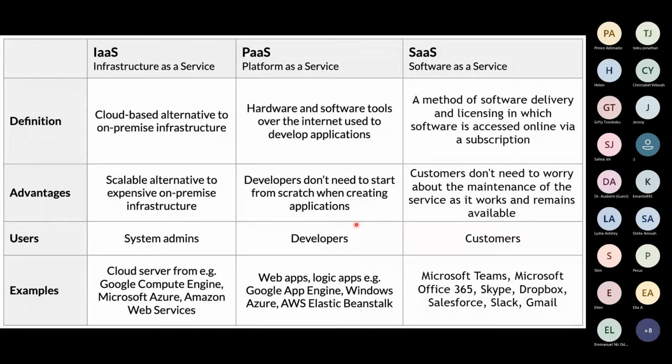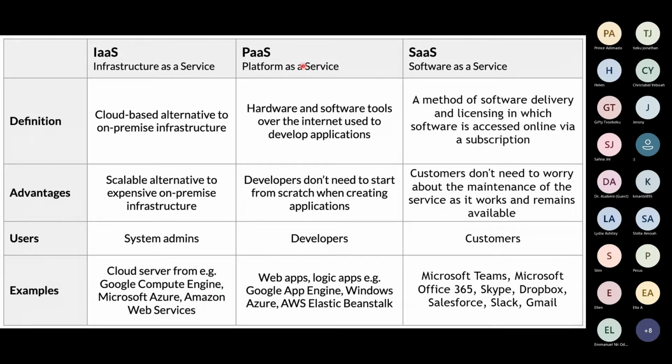So the advantage of this is that the administrators or the users wouldn't have to worry about the IT stuff, like the data centers, the hardware or anything. The cloud service provider will manage all that infrastructure for them. Some examples of this type of cloud service would be Google Compute Engine, Microsoft Azure, which we'll talk a little about, and then Amazon Web Services, also known as AWS.